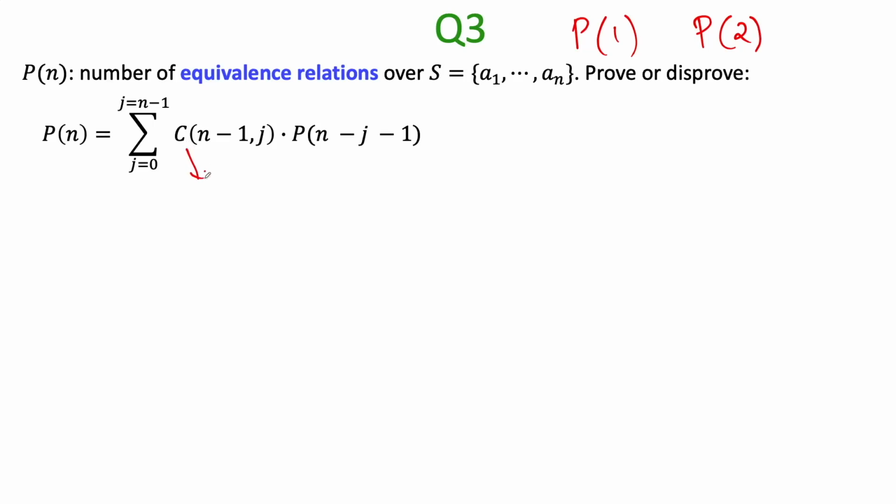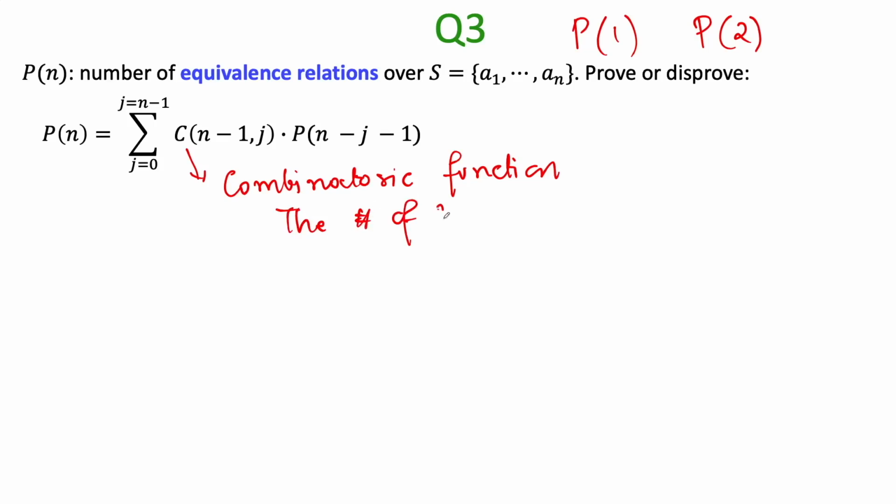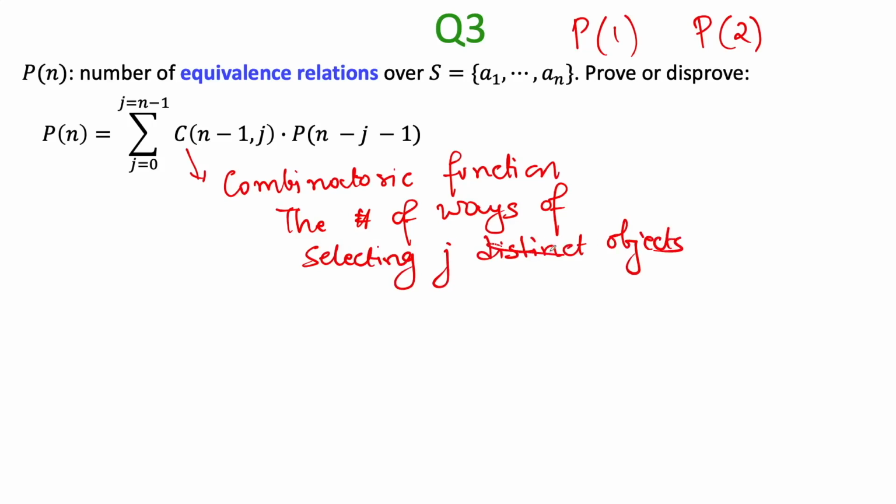So here the C function is the combinatorics function. Namely, C(n-1, j) here denotes the number of ways of selecting j distinct objects, or j objects we can say, from a collection of n-1 objects.